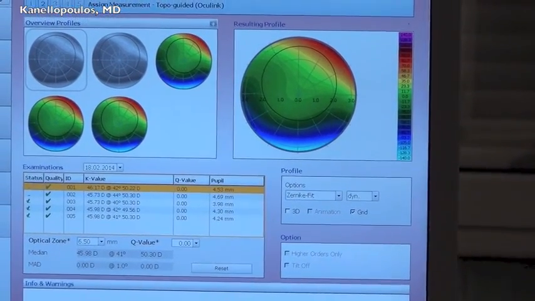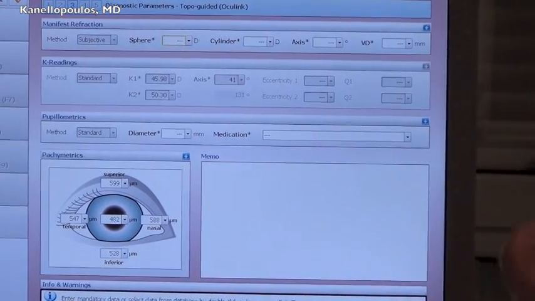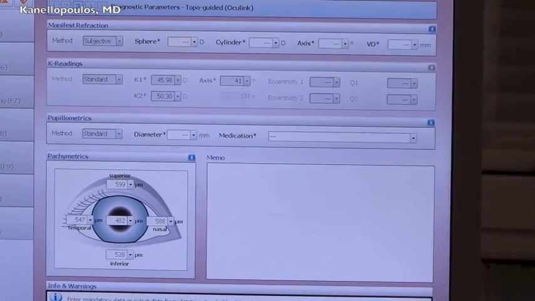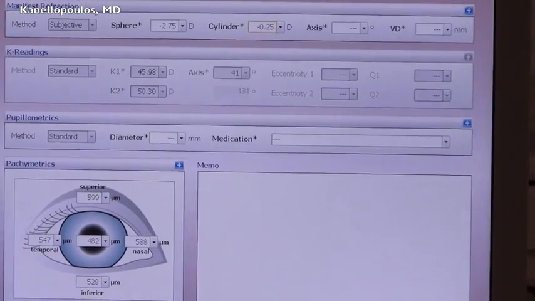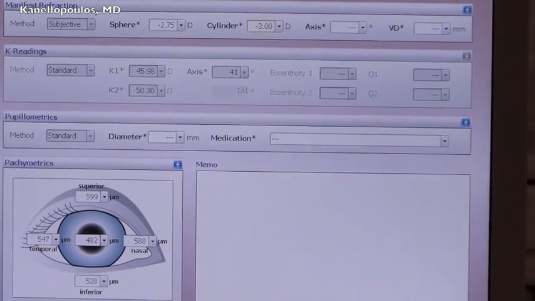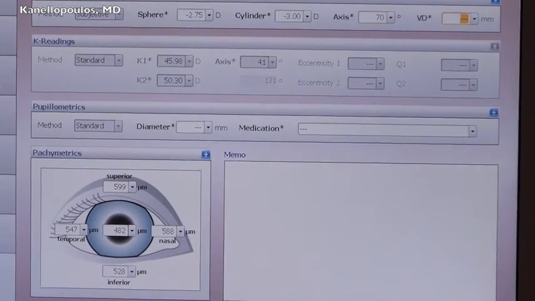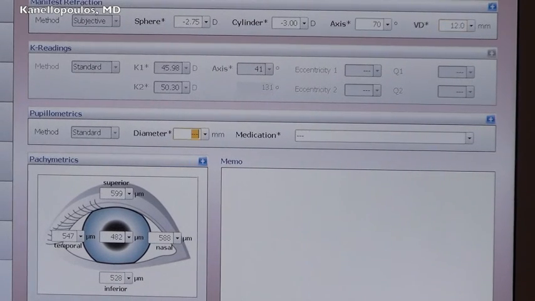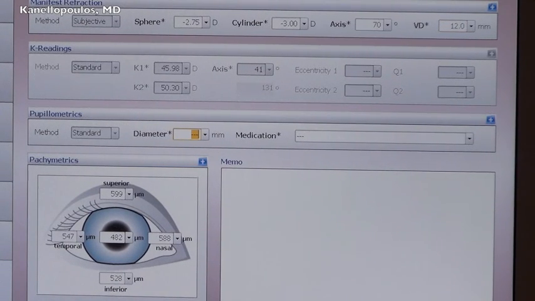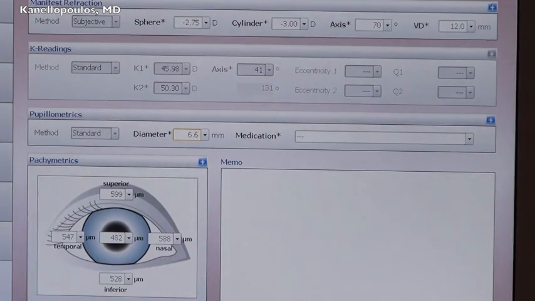Okay. We're going to zoom in to show you how the device goes to the next step. Let's put the refraction in, minus 2.75 and minus 3 at 70 degrees. And this is the manifest refraction, so this is a subjective refraction. And again, as we mentioned, monocular subjective refraction. So the device automatically puts in the pachymetry measurements that it feeds in through the Pentacam. We're going to go to the next step.